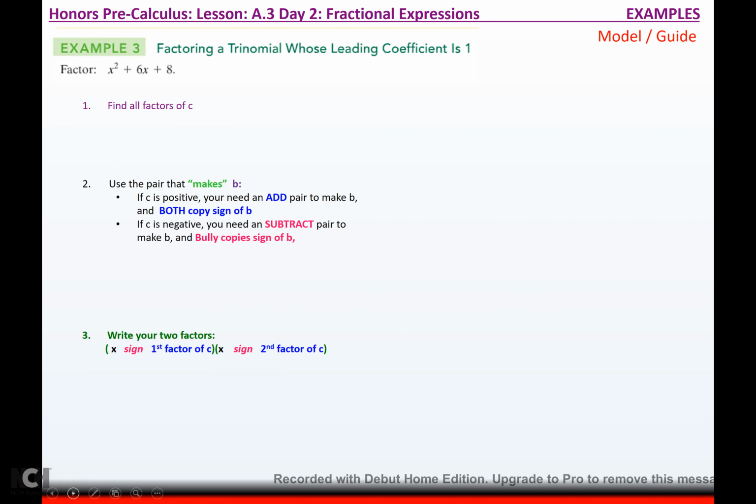Alright, so let's try another one. We've got a is 1, so you find all factors of c. C is 8, all factors of 8, 1 and 8, 2 and 4. The only pair that will make 6 is 2 and 4. So when I write my binomials, x and x, my two numbers that I figured out are going to be 2 and 4. Since c is positive, they both get the middle sign. So they're both going to be positive. And it's factored.